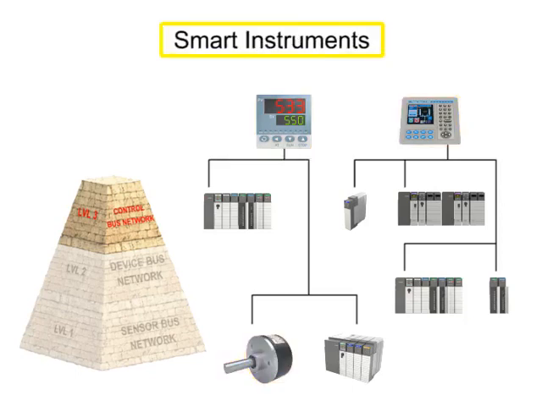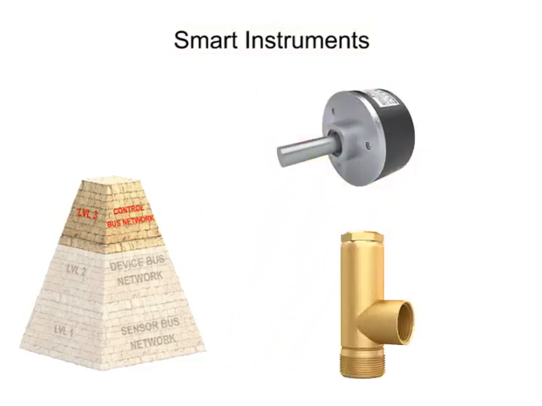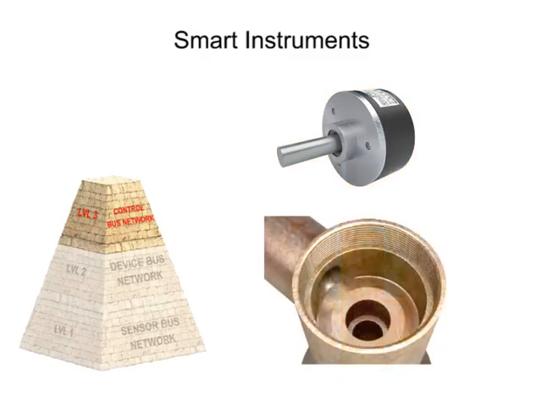Smart instruments capable of performing complex operations can also be connected at this network level. For instance, there might be a smart instrument that measures wear and tear on a valve. When the wear reaches a dangerous level, it will signal the controller that the valve needs to be replaced.